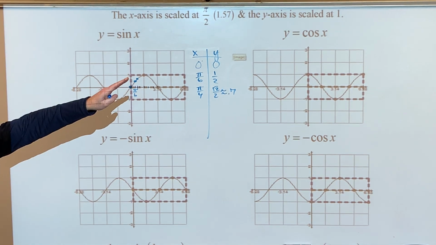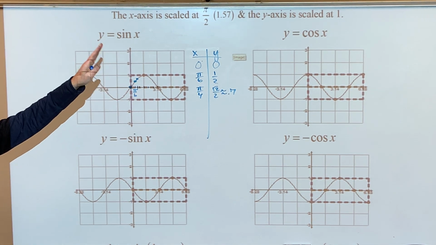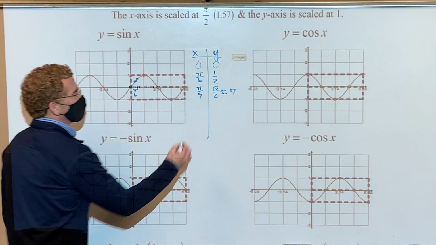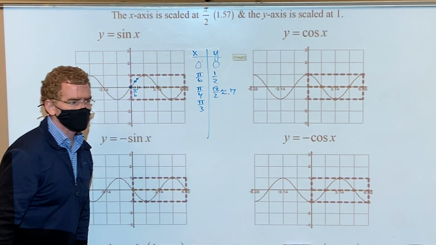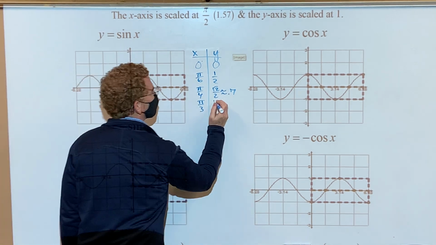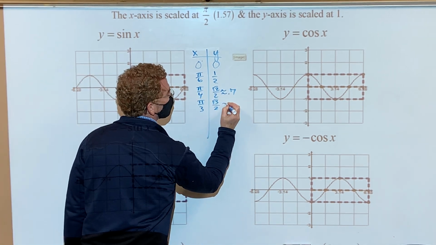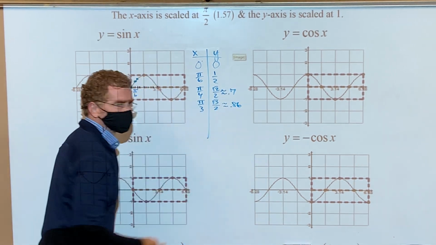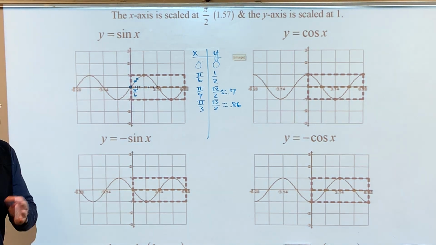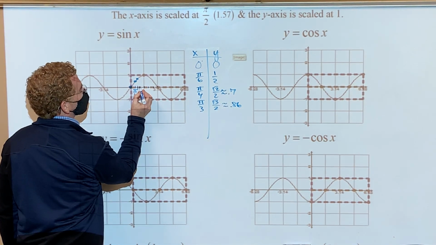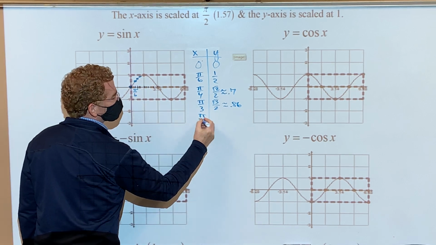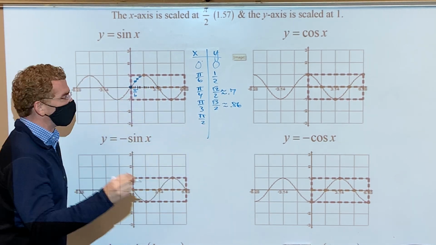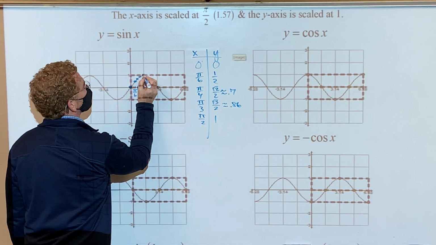What's the next one from pi over 4? Again, you do not have to do this. Pi over 3. Pi over 3 is like 60 degrees. What's sine of 60 degrees? Root 3 over 2. Root 3 over 2 is about 0.86-ish. So between 0.8 and 0.9. So pi over 3 is right there, maybe 0.8, 0.9. And then what's pi over 2? 1. So I go up to 1.